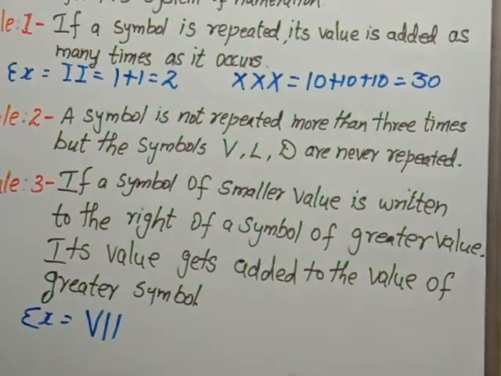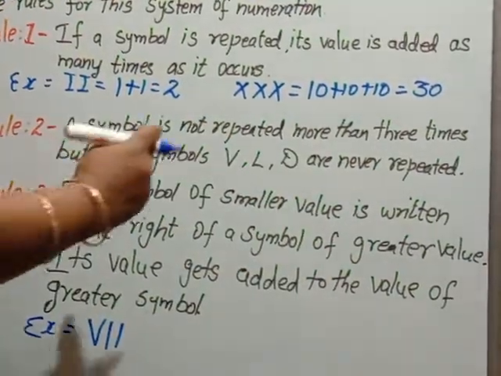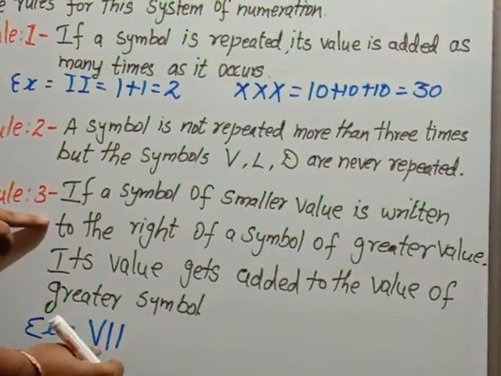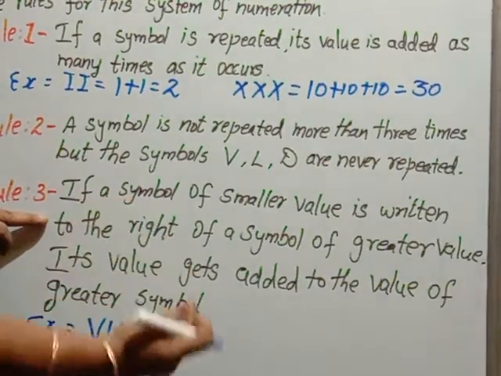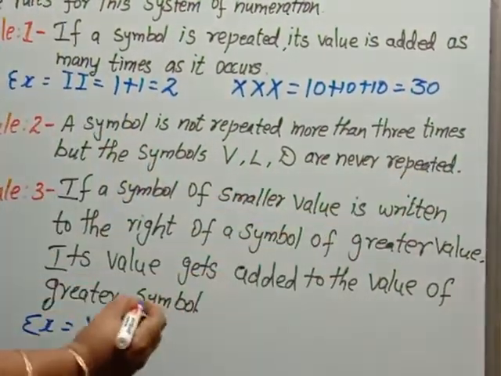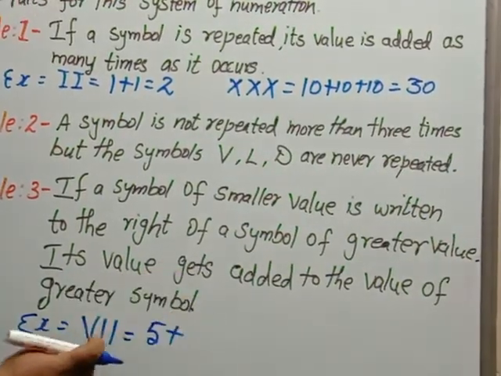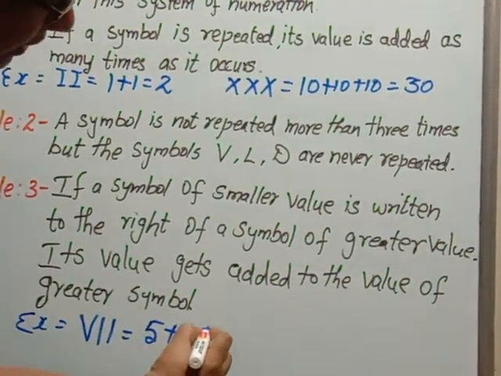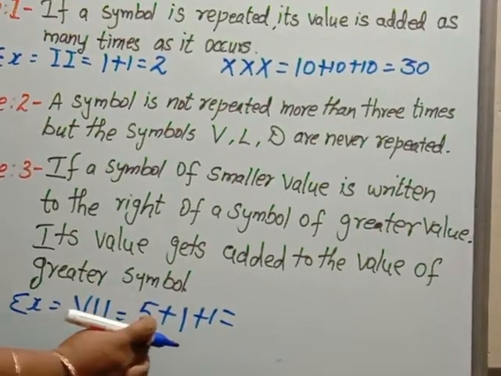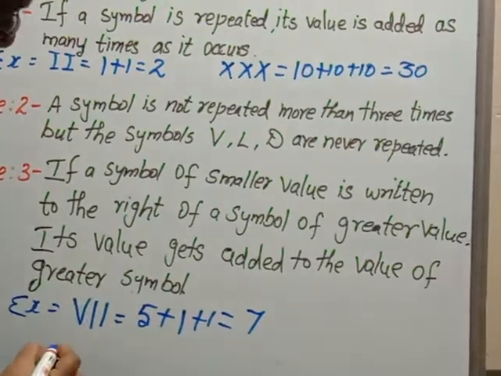VII. Now, if a symbol of smaller value is written to the right side of the symbol of greater value, which is the greater value here? V. We are writing I, I to the right side of the V. So, its value gets added to the value of the greater. What is the value of V? 5. We have to keep on adding. What is the value of I? 1 plus 1. So, what is the total value? V, I, I: 5 plus 1 plus 1. It is 7. One more example I will give.